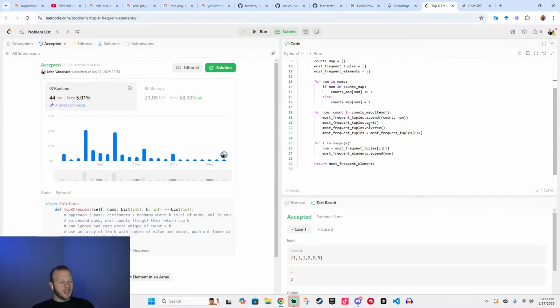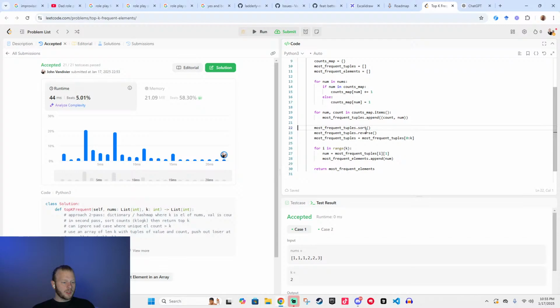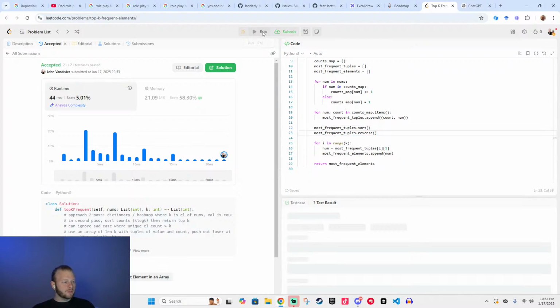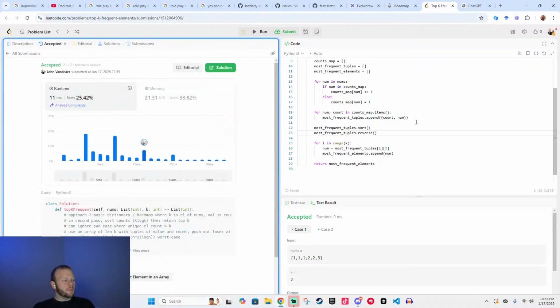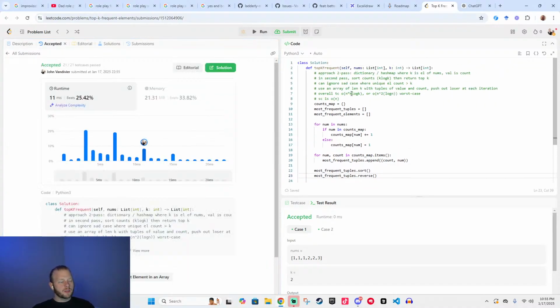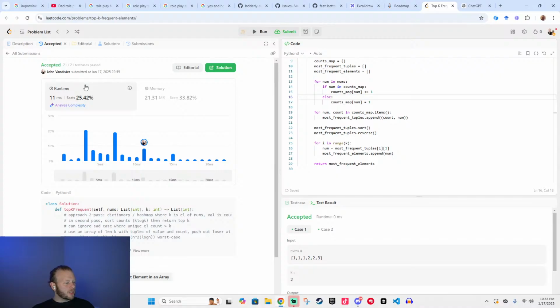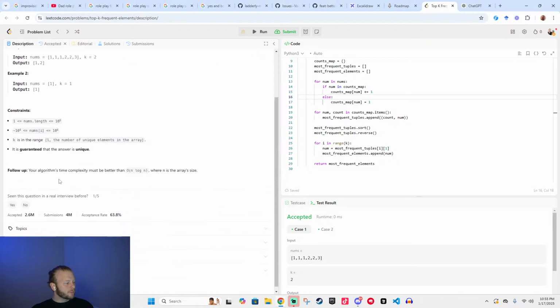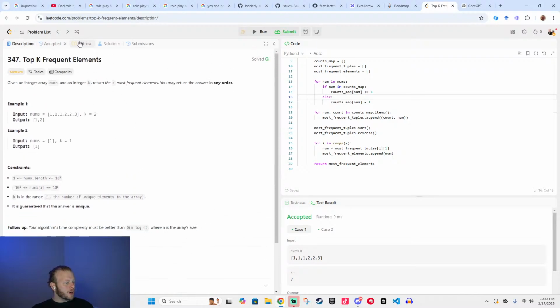Okay, so it works, but it's not optimal, right? So we're better off with this other approach. K log k or n log n in worst case. So it's better between the two, but it's still not very good. Still not very good, right? Yeah, because we're not beating that follow-up.